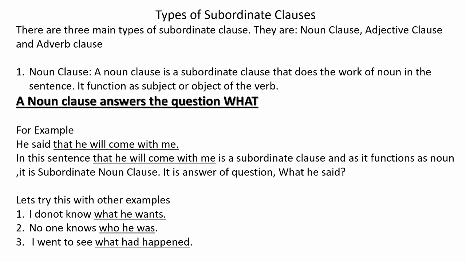Third, I went to see what had happened. What had happened is a subordinate clause. Now form a WH question to get the subordinate clause as the answer. The question will be what I went to see. What had happened. So all these three are noun clauses.